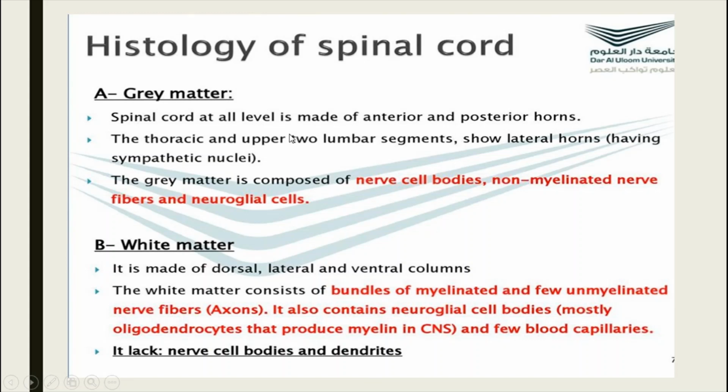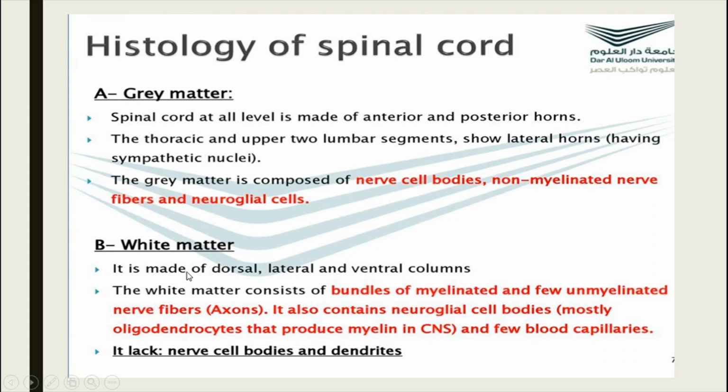The same thing, at all levels: the grey matter contains anterior and posterior horns. The thoracic and upper two lumbar segments only show the lateral horns, and the lateral horns have sympathetic nuclei. The entire grey matter is made up of cell bodies of the nuclei. The grey matter is majorly composed of nerve cell bodies and non-myelinated dendrites along with neuroglial cells. These are the three components which can be seen in grey matter.